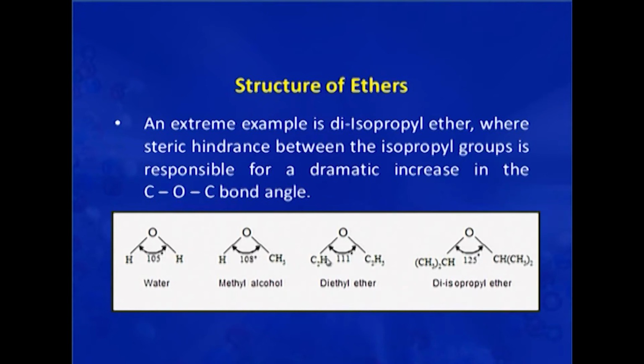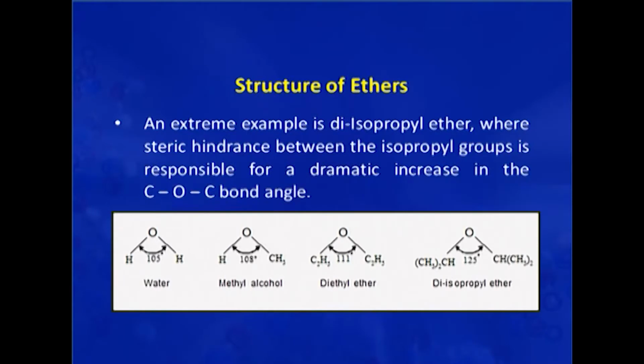When you look at diethyl ether, you can see that the 2 ethyl groups are present along this oxygen. The 2 ethyl groups are much larger in size as compared to hydrogens, and when the size is large, there is van der Waals repulsive interaction resulting in an increase in bond angle to 111 degrees. The extreme example of distortion of the normal tetrahedral angle is seen in diisopropyl ether.